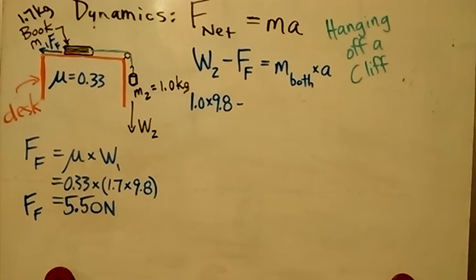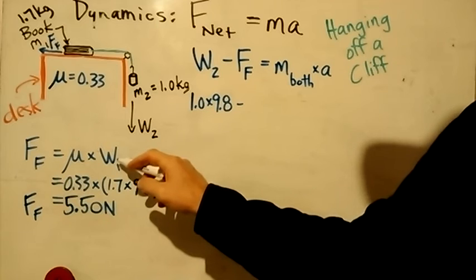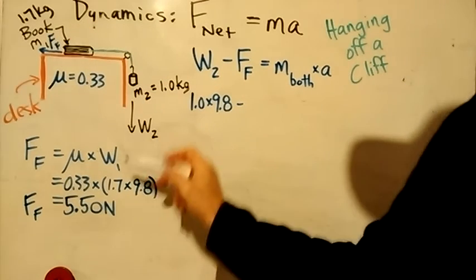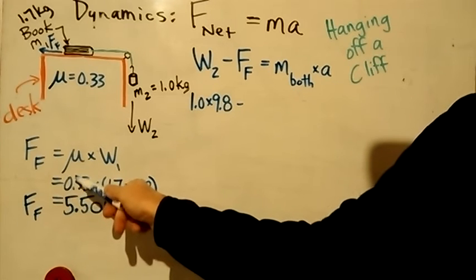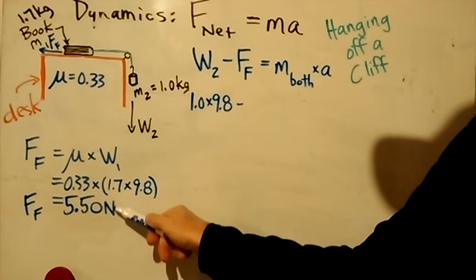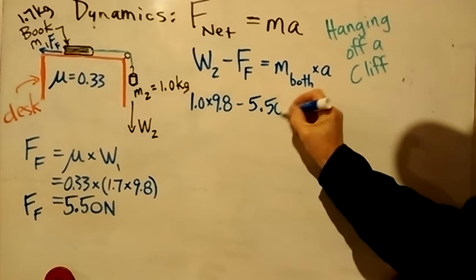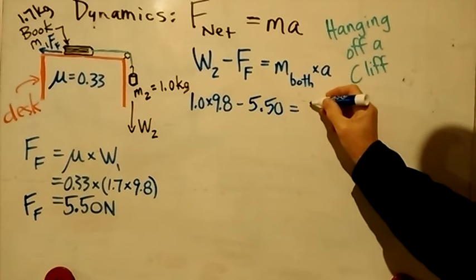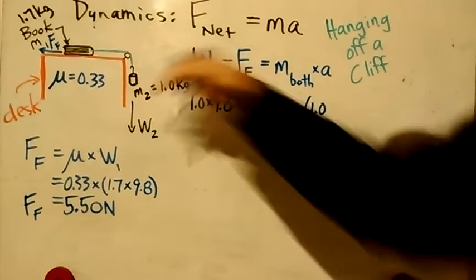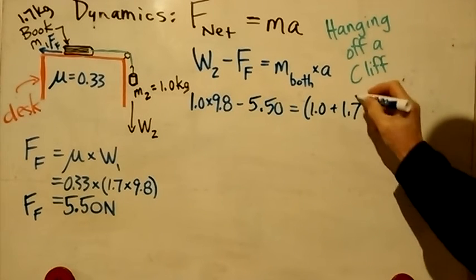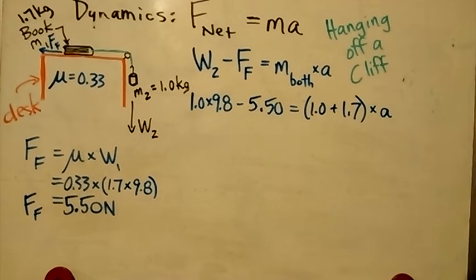We had to calculate the losing force, which is the force of friction. And force of friction is just mu times the weight. And in this case, it's the weight of the book, which is 1.7 times 9.8. When you go mu times the weight, you get 5.50 newtons. So we've got 5.50, and that equals the mass of both of them, which is the mass of the weight plus the mass of the book, times A. And we'll just calculate that one in just a second.